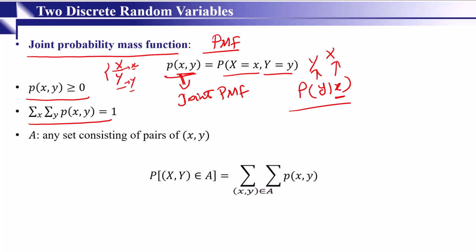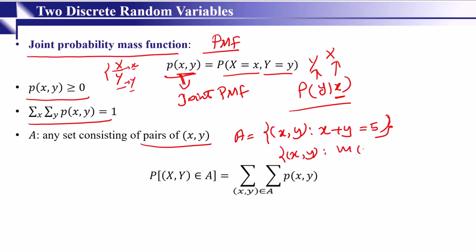Now let A be any particular set consisting of pairs of x and y. For example, we can say A is equal to the pairs (x, y) where x plus y is equal to 5, or we can say the pairs (x, y) where the max of x and y is less than or equal to 3. So these are pairs of x and y. Then the probability that the random pair (X, Y) lies in the set A is obtained by summing the joint PMF over the pairs in A.